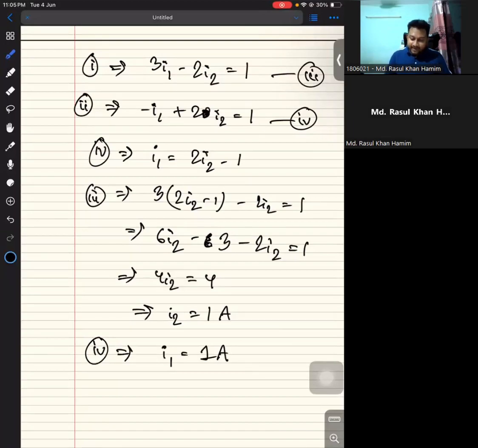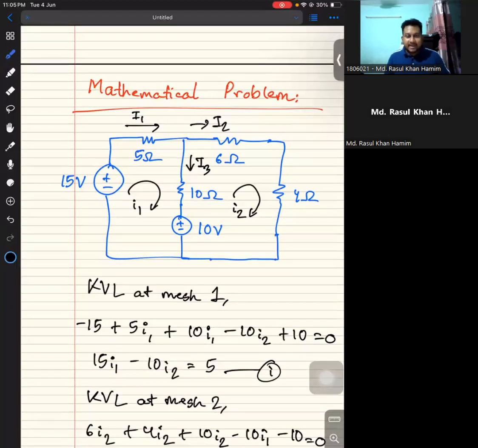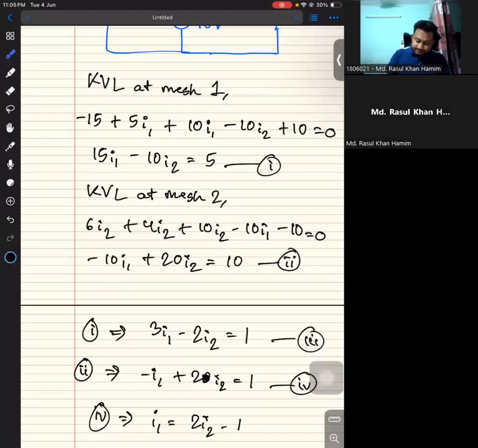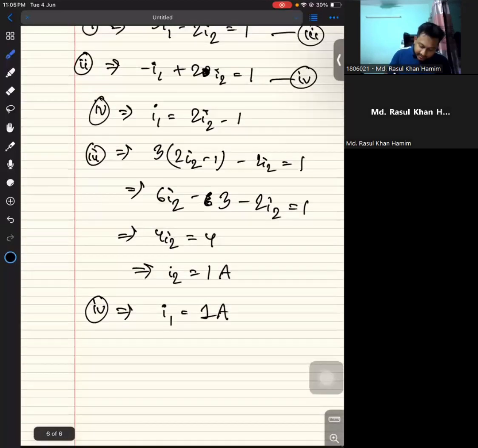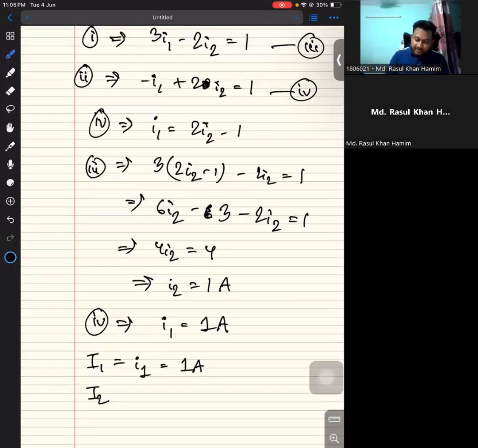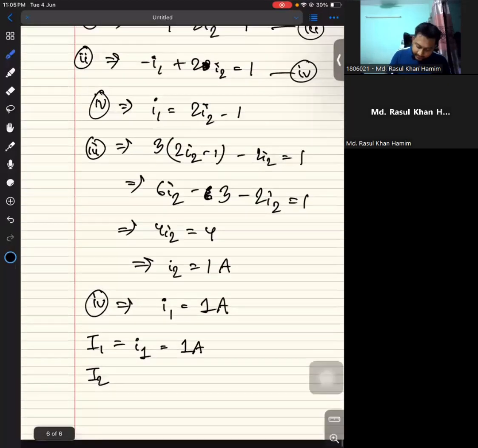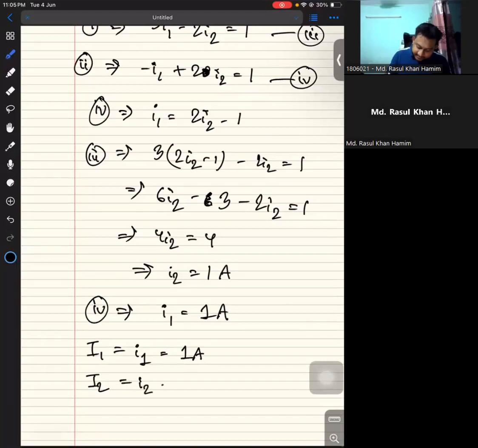Now, if we try to find the branch currents, capital I1, capital I2, and capital I3, we get capital I1 is basically equal to mesh current I1, so it will be equal to 1 ampere. Then capital I2, if we look at our circuit, is equal to mesh current I2, so that will also be simply 1 ampere.